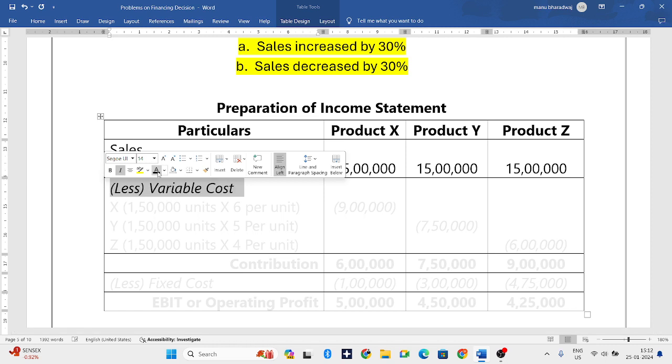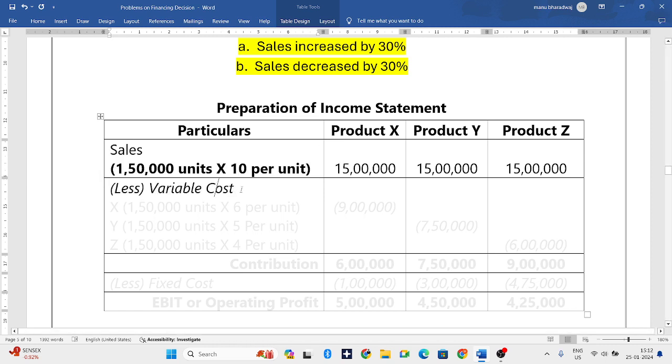Next, from that you have to reduce the variable cost.